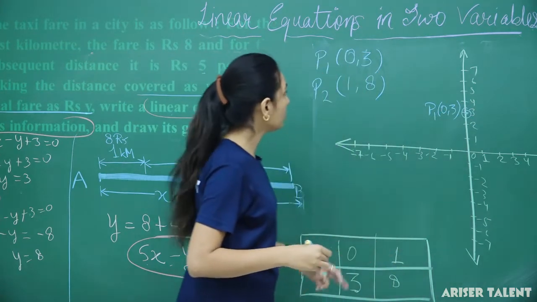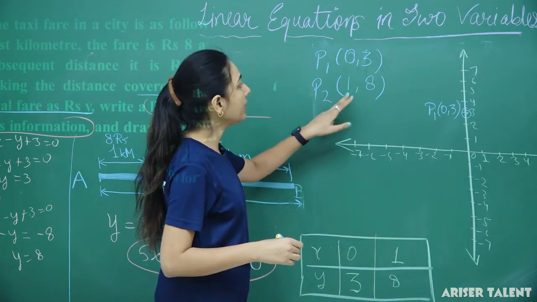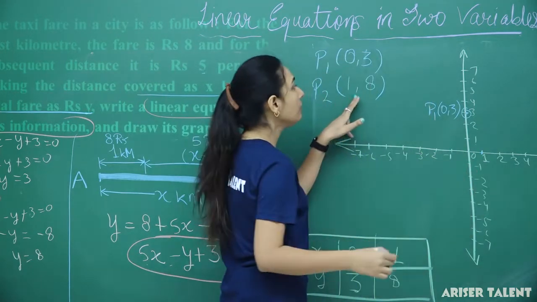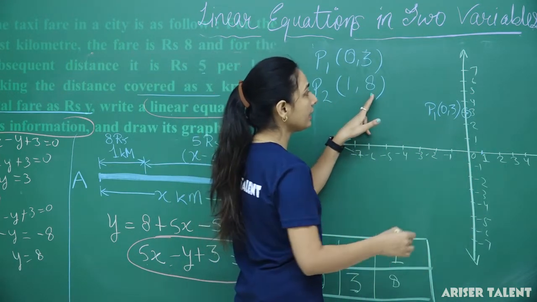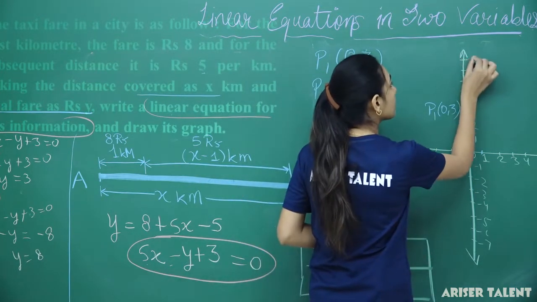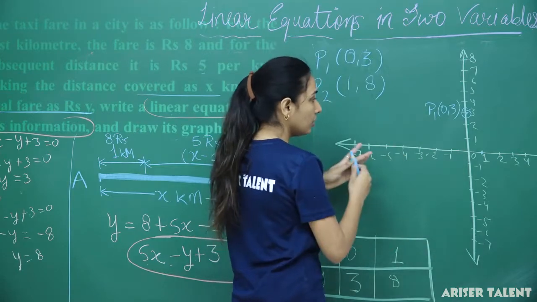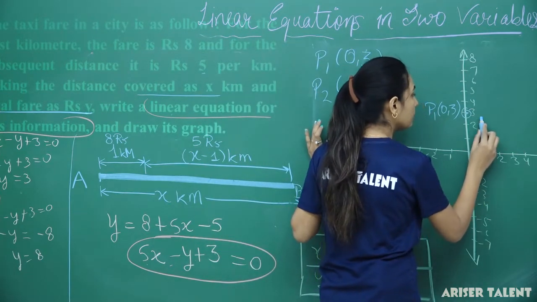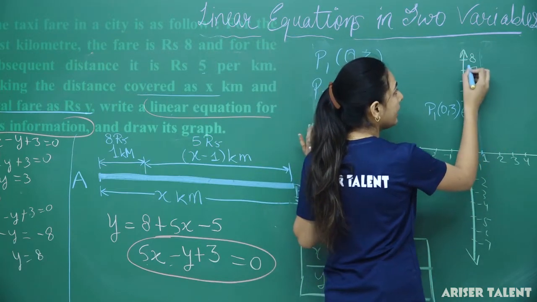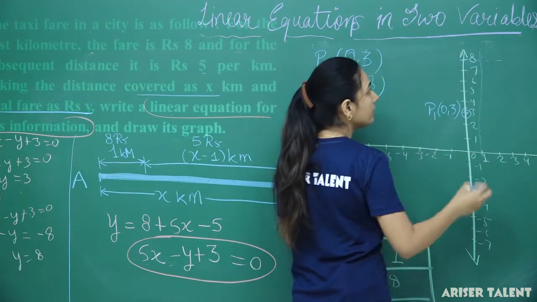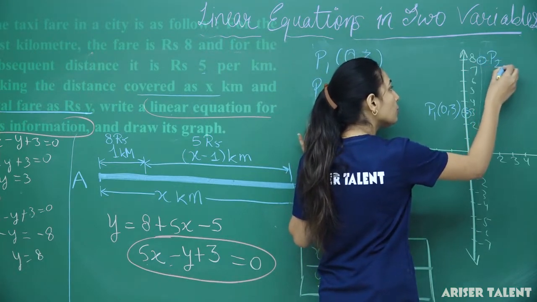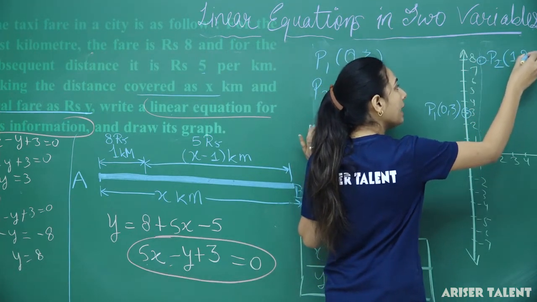Okay. Now go for this point, 1 and 8. So 1 on the x-axis is the point 1 here, and on the y-axis I am having 8. Mark it. Right. So draw a line perpendicular to the x-axis and a line perpendicular to the y-axis, and get a point here. This point is P2, which is 1, 8.